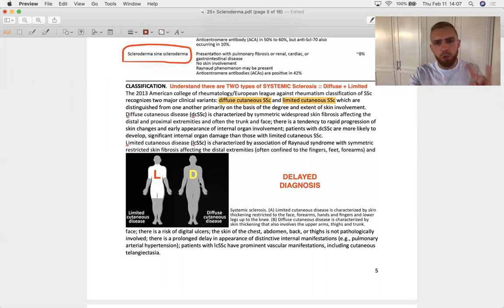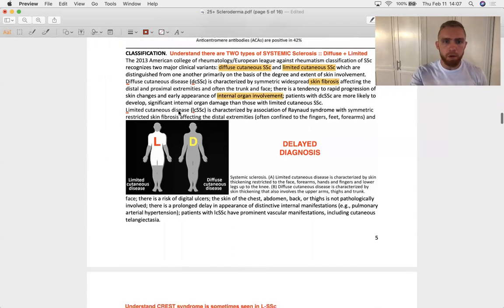Again, understand there are 2 big types of systemic sclerosis. There's diffuse, in which the skin is involved, you betcha, but internal organs are also commonly involved in diffuse scleroderma, versus limited scleroderma, in which the skin is always involved distally, working its way proximally, but there is a prolonged delay in the appearance of distinctive internal manifestations. So the patients can have the Raynaud and the calcinosis and the esophageal problems a decade plus before they see any of the pulmonary or renal ramifications of this disorder.